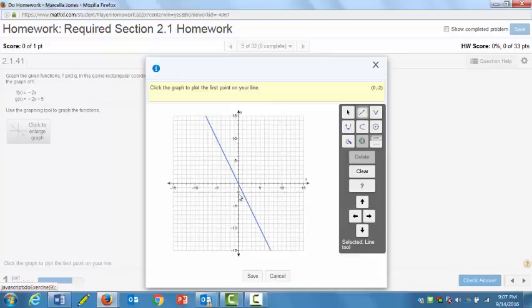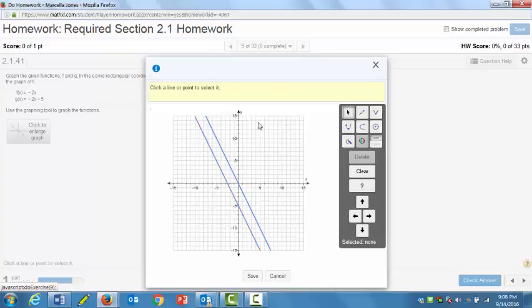1, 2, 3, 4, 5. So that gives me a point on the graph. Now I can start at any other point on g. Let's go to the point we plotted, 1, negative 2, and let's move 5 units down from there. Notice we don't change the x. We're simply decreasing y by 5. 1, 2, 3, 4, 5. And that gives me the second point on the graph of g.